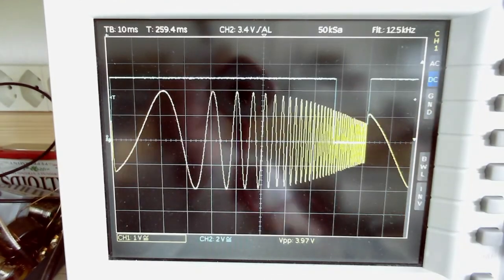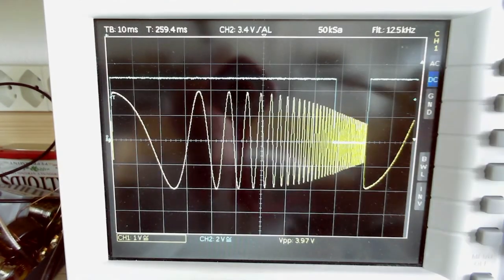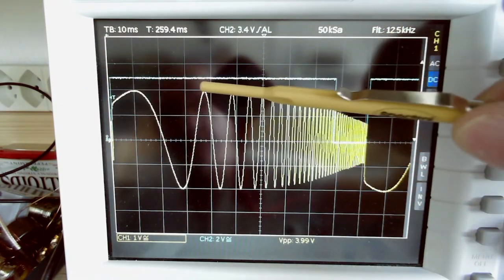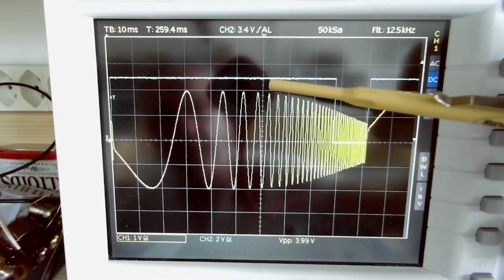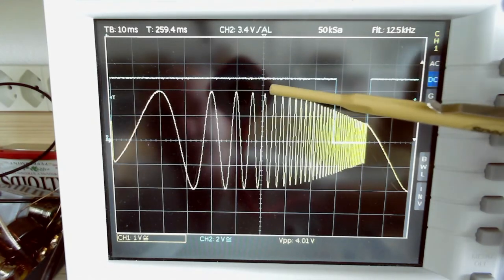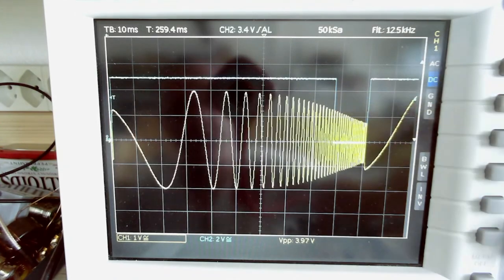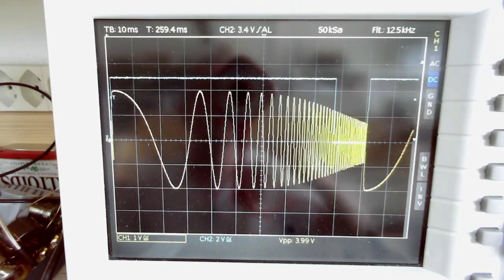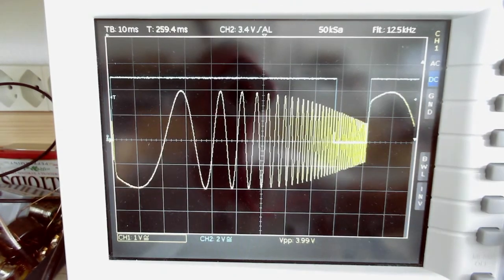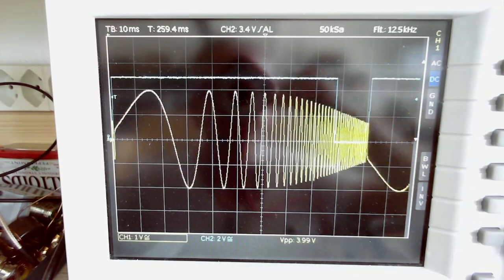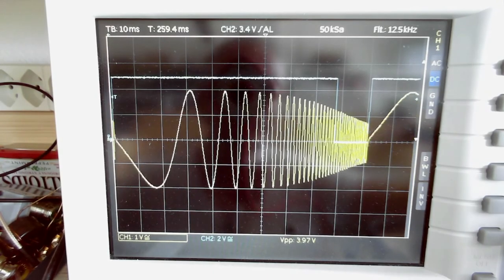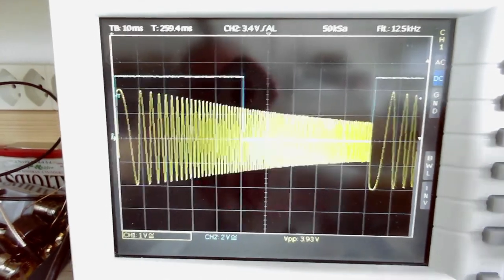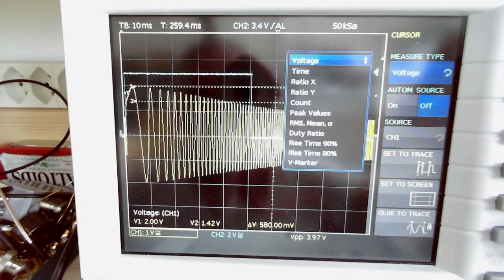This is a log sweep now, and this looks pretty much like a Bode plot. You have a flat amplitude response, and then somewhere here you have the 3 dB point, and you start to attenuate with 20 dB per decade. Now, let's measure this. Let's see where this 3 dB point really is. So I have to go back, of course, to linear sweep. And then I use a cursor measurement.